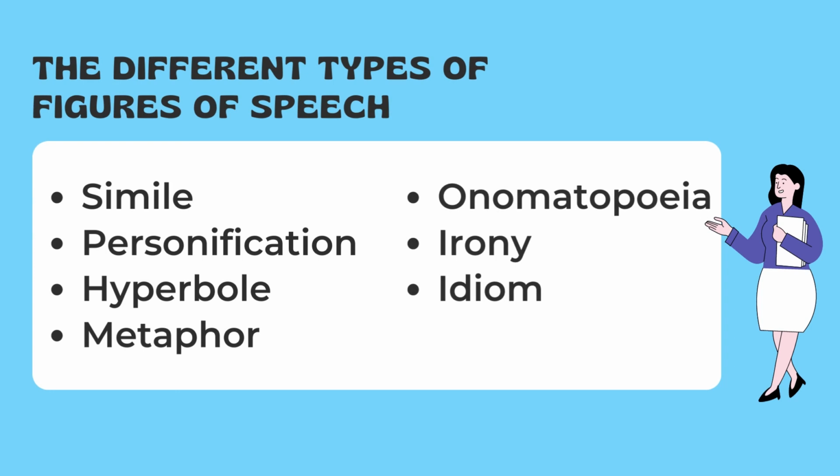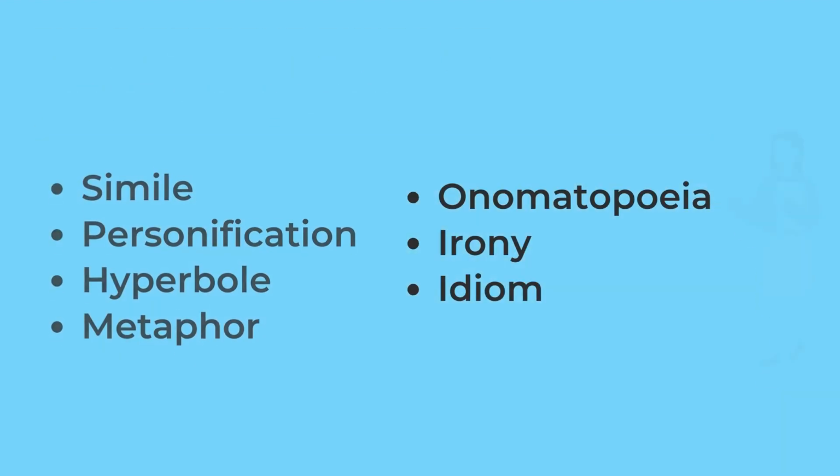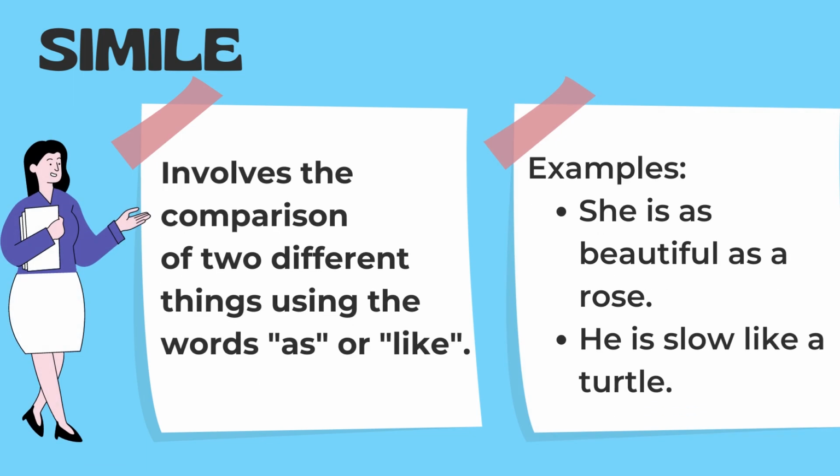So, these are the different types of figures of speech. Note these are not all of them, but these are the commonly used and the basic ones. So, let us start off with a simile. It involves the comparison of two different things using the words as or like. So, let us look at these examples.